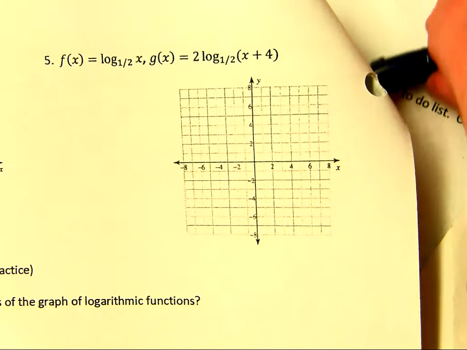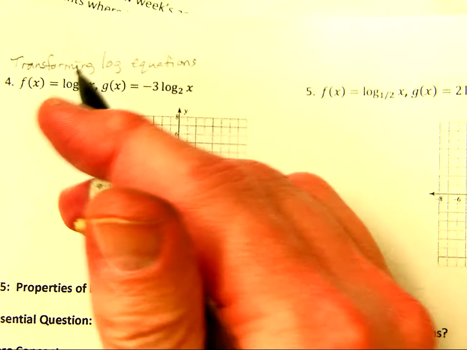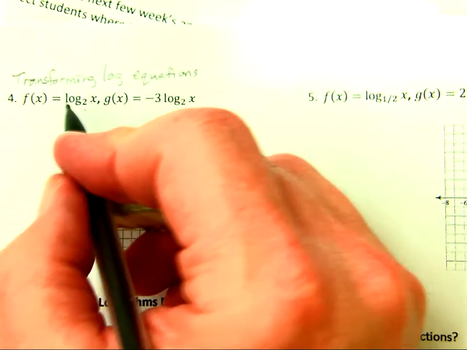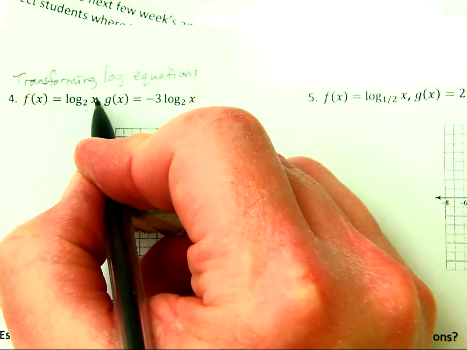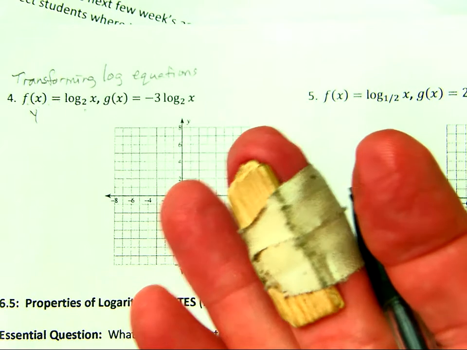All right, now let's look at log functions. Now log functions are harder to plug in points. So what I would do first is change it to an exponential. So if we look at this, f of x equals log base 2 of x. Now we did that before. F of x means y. Let's convert that to an exponential.